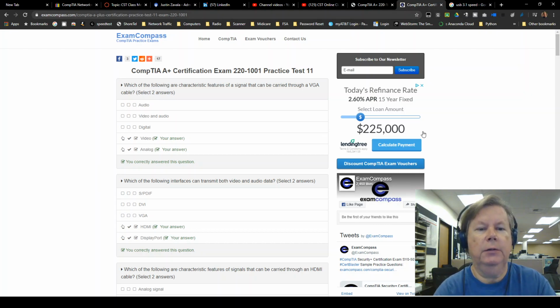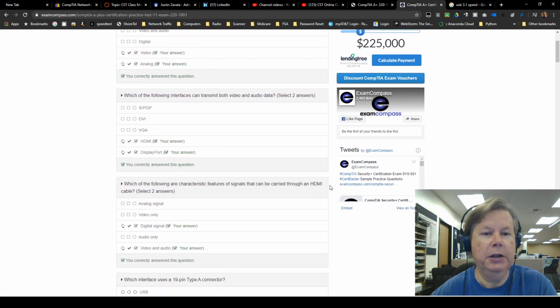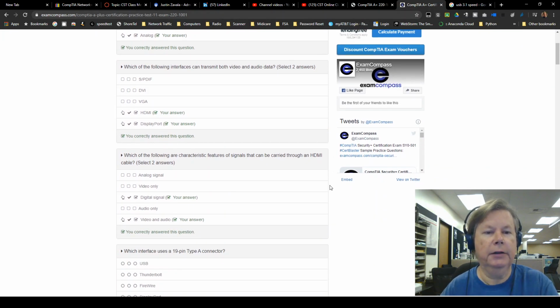Which of the following are characteristic features of a signal that can be carried through a VGA cable? Pretty straightforward. VGA is for video, and it's the old analog standard, now being replaced, of course, by HDMI, DVI, and other things like that.